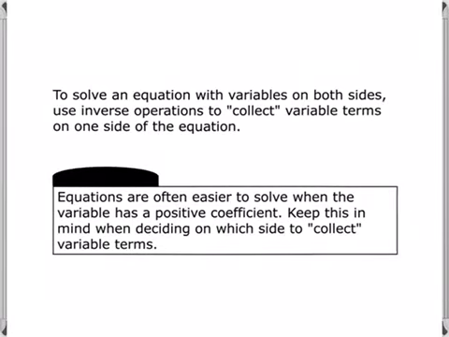To solve an equation with variables on both sides, use inverse operations to collect variable terms on one side of the equation. Equations are often easier to solve when the variable has a positive coefficient. Keep this in mind when deciding on which side to collect the variable terms.